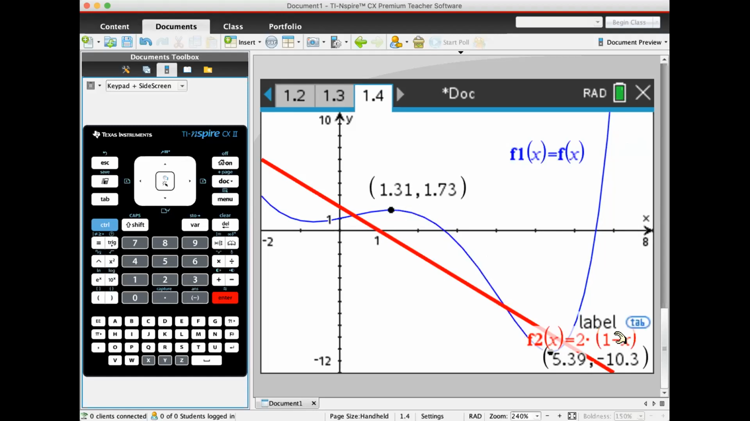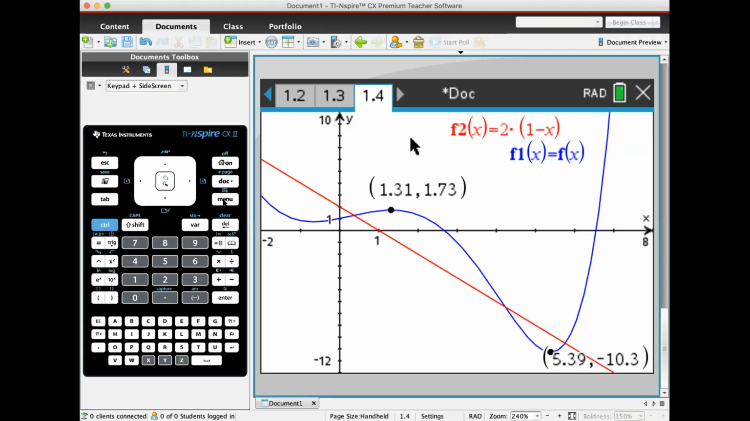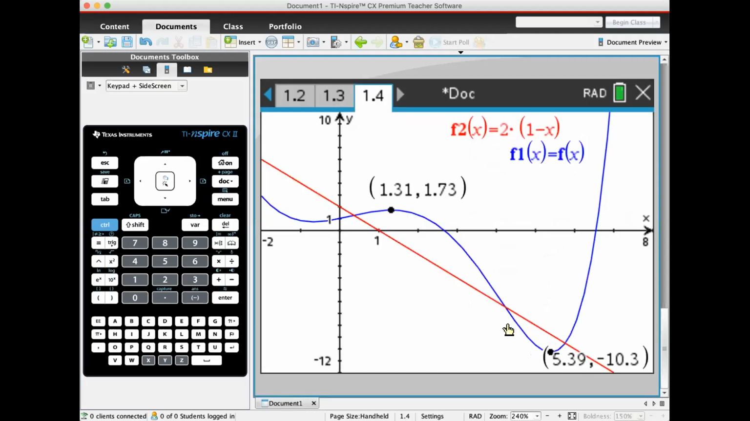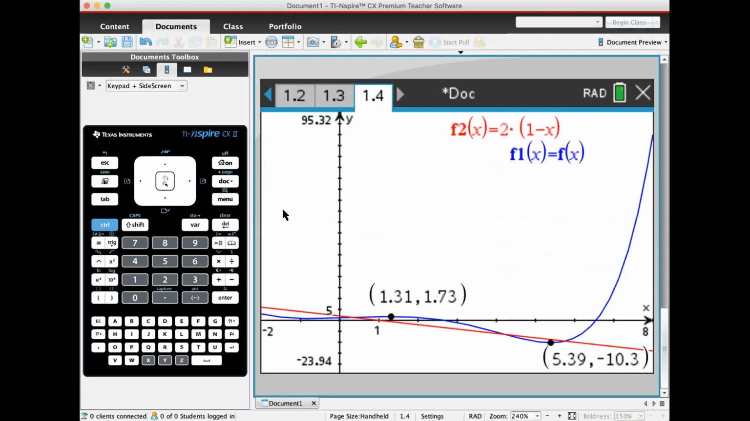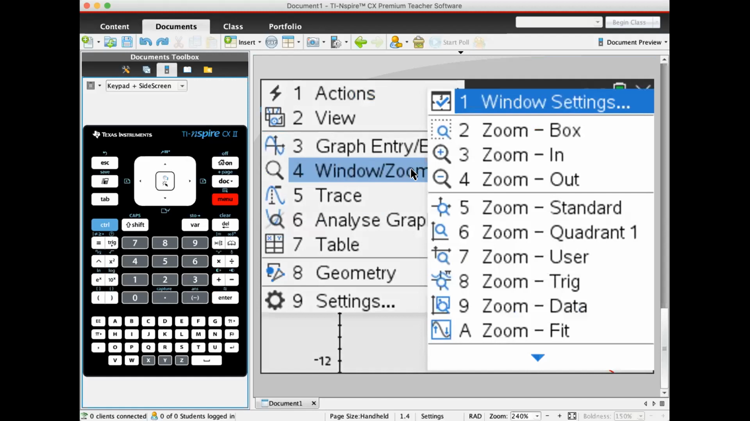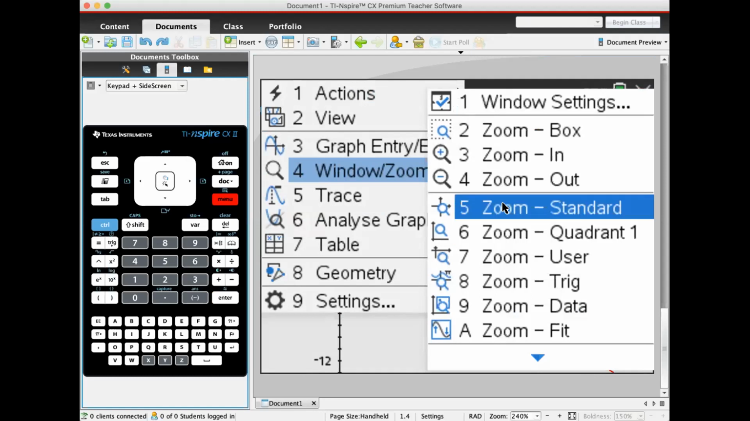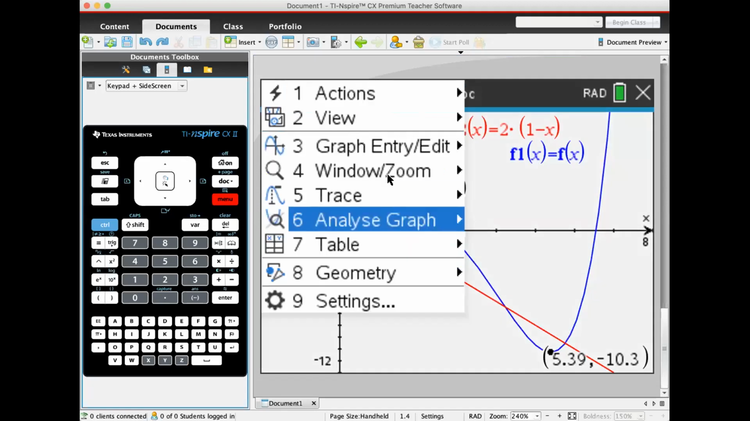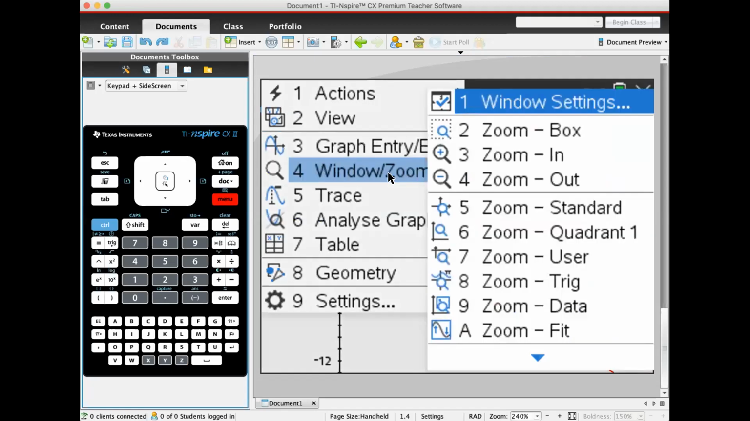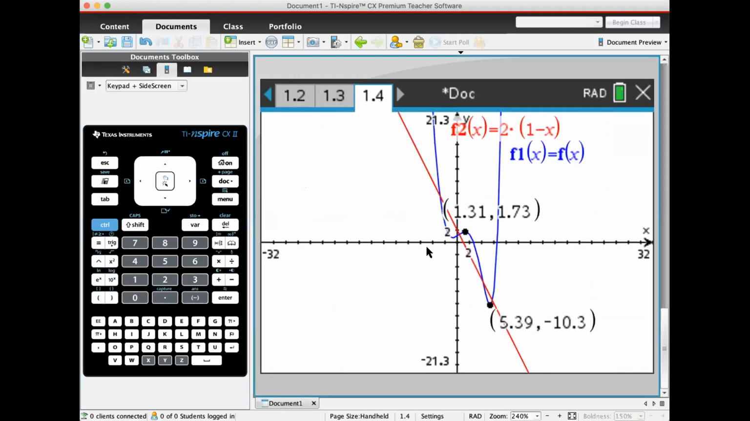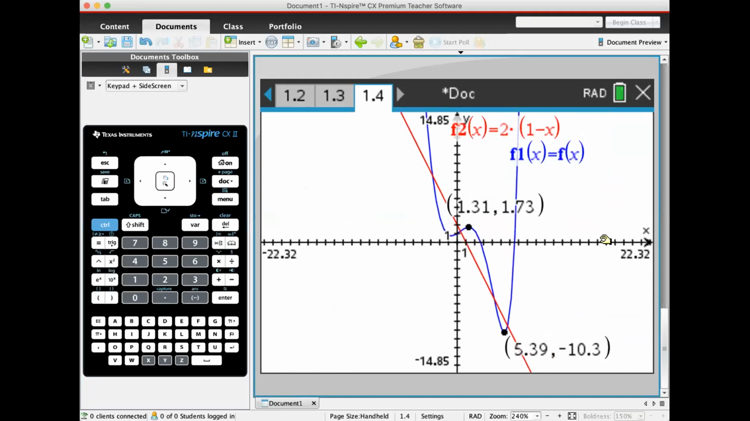If you want to see that also, you can go on menu, and you can go to Windows Zoom, and let's say if you say Zoom Fit, it doesn't fit well. Let me back up. So menu, Windows Zoom, Zoom Data won't help. If I say Zoom Standard, would it help? Doesn't help. How do I get this? I want to see the 4th point. Zoom Decimal. Why do I feel that should help? There you go. It's not quite nice, but at least you can see the 4th point.